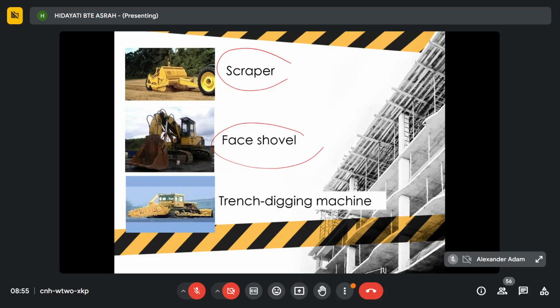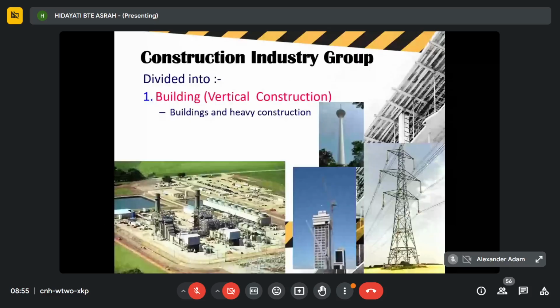And then trench digging machinery. I think this one is rarely used in Malaysia. I'm not sure of this one, but usually we can use it for laying pipes, electrical cables, or to install the drainage. Okay, that one is the trench digging machine. So those are some examples of tools and equipment that we use in construction.